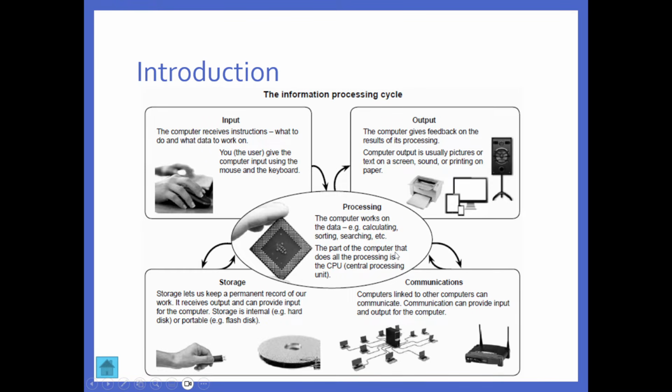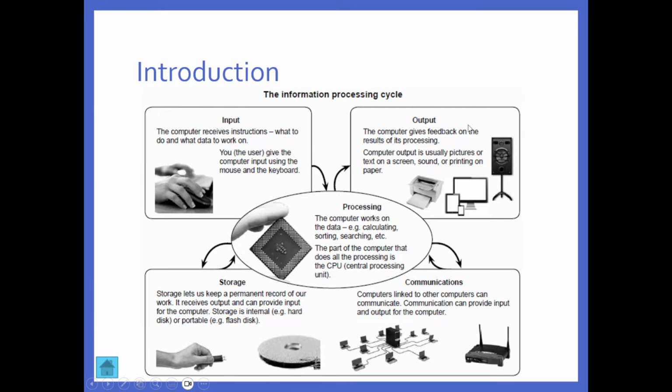Then we've got processing. Like I said to you, this is where the computer works on the data. So if we are trying to sort our data, format our data, turn it into something else, all of that is our processing. Now, what hardware does the work over here? Well, the part of the computer that does all of this processing is our CPU. You need to know that. It is our central processing unit.